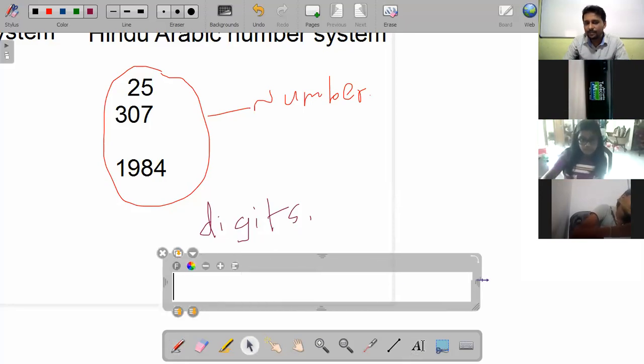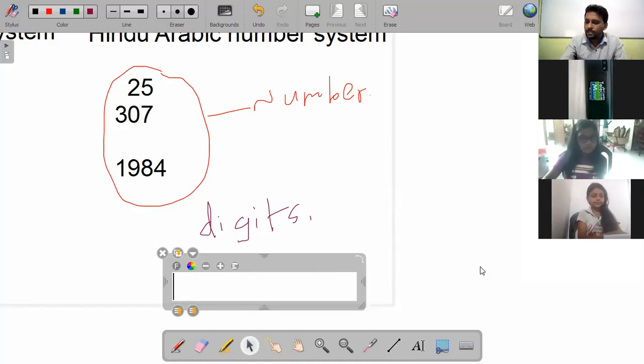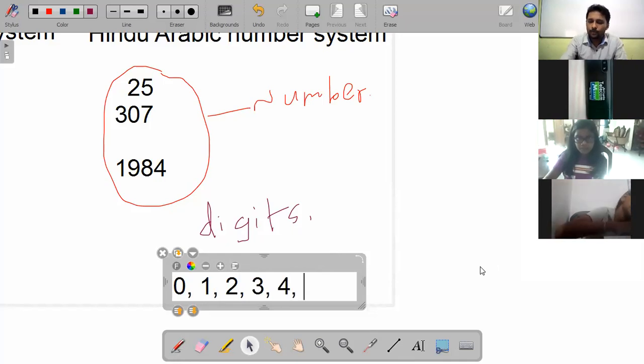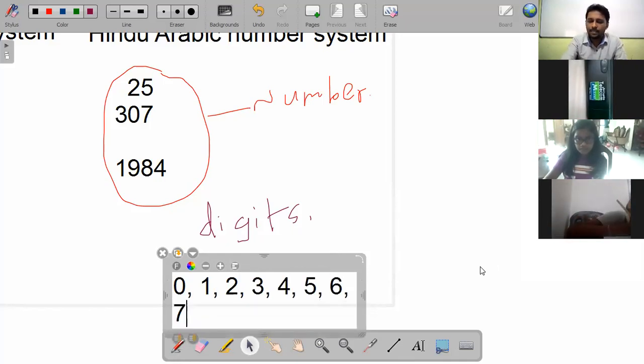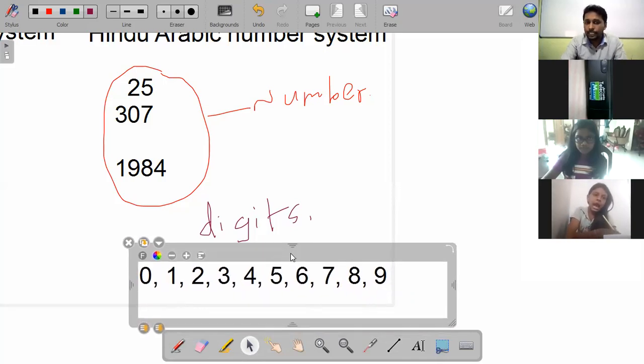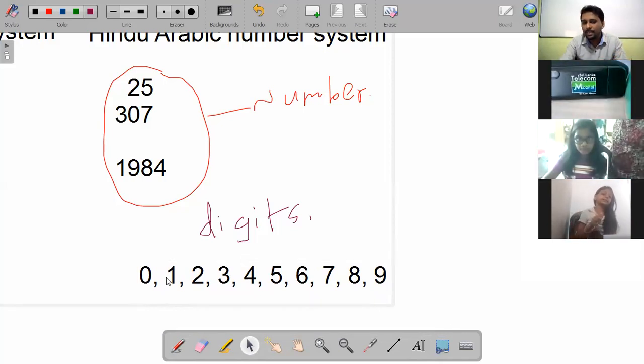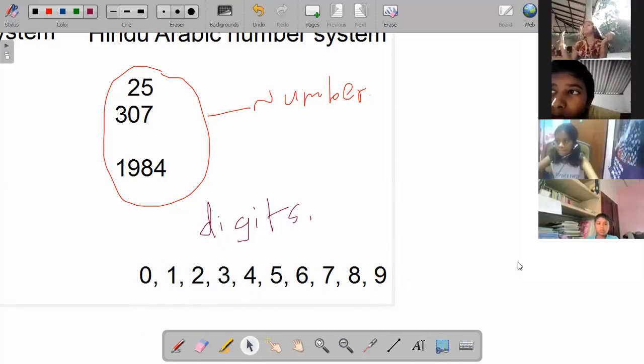What are the 10 digits? I will type here. Those are the 10 digits you can use to write a number of the Hindu Arabic number system: 0, 1, 2, 3, 4, 5, 6, 7, 8, 9. ඔයගොල්ලෝ ලියන ඕනෑම Hindu Arabic number එකක් මේ digits 10ට අමතරව වෙන මොන හරි digits use කරලා ලියනවද? No.